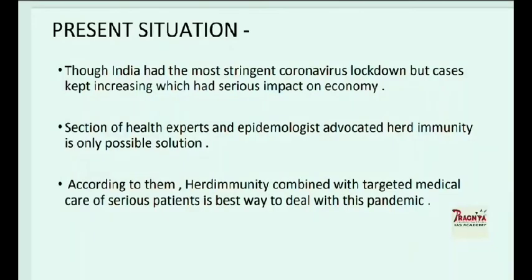Present situation. Though these arguments were initially true, no country can afford prolonged lockdowns, especially a country like India. India had the most stringent coronavirus lockdown, but despite this, cases kept increasing, which had a serious economic impact on the country. Realizing this impact, the government has recently eased restrictions even though cases kept increasing exponentially, and this may be an indirect indication of the government trying to prepare the country to achieve herd immunity. However, the Indian government has not indicated any plans to adopt herd immunity.